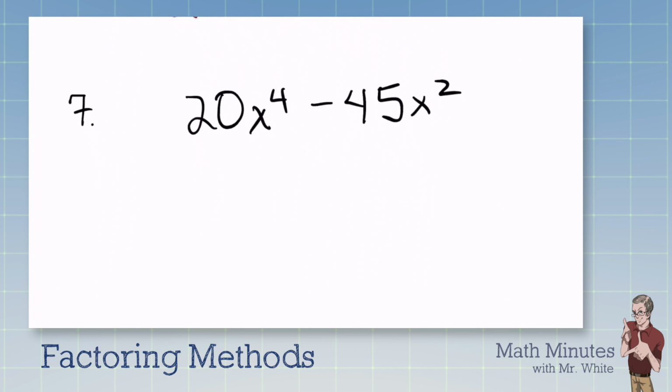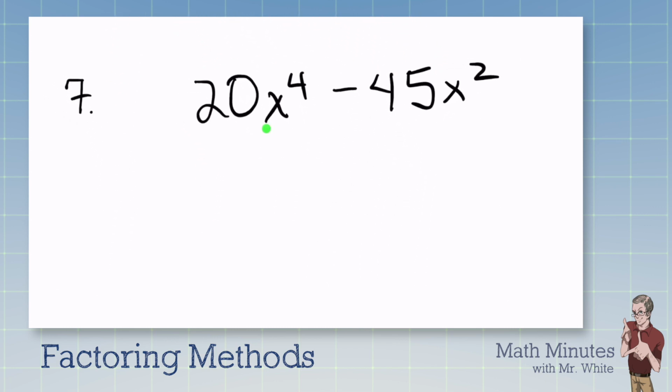Number 7, oh my goodness, x to the 4th. What are we going to do with that? Well, if you look over here, there's an x squared, so that's helpful. And I see both of these are divisible by 5. You could try to think of a bigger number, but I think 5 is the biggest. So we can start with the greatest common factor. Always look for the greatest common factor first. I say that all the time to my students, and they seem to forget about it. So hopefully you'll remember after these 10 examples.